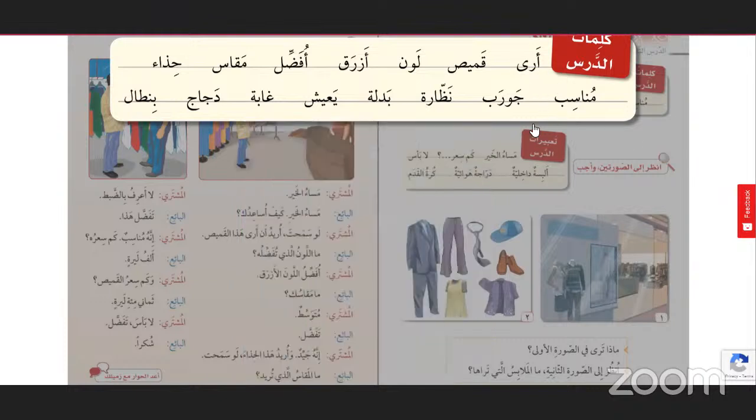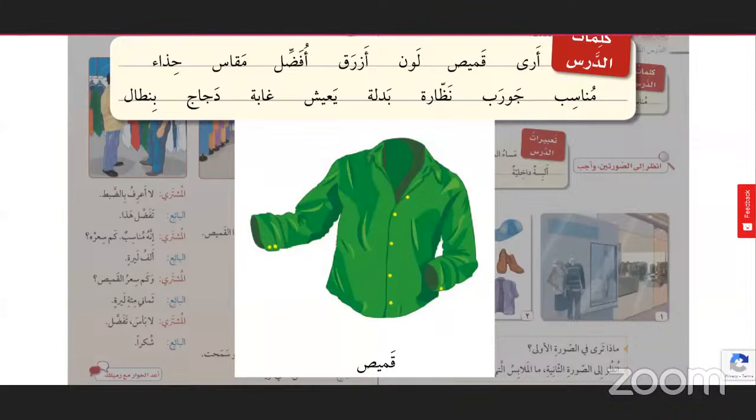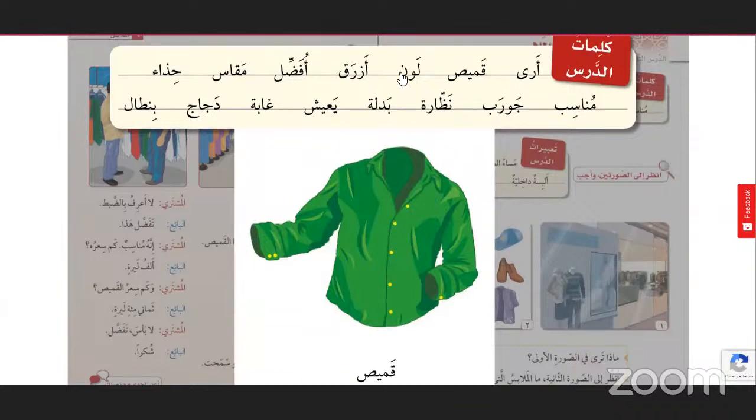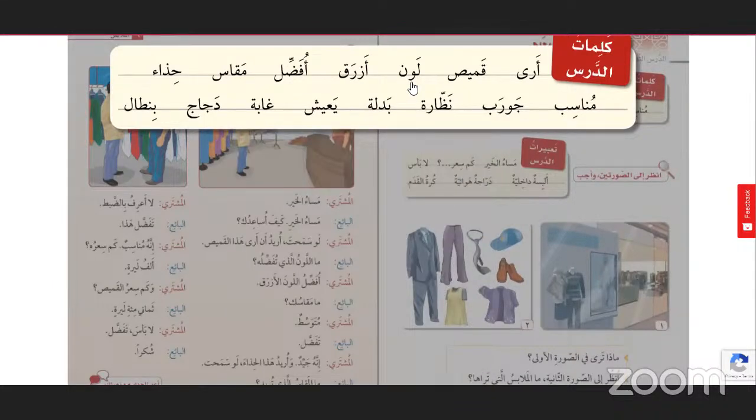Okay, now going through the words again. Ara, I see, or I am seeing. Many students missing today from yesterday's class and the other classes. Some students haven't been here the past two classes. Okay. Qamis, shirt. If somebody were to ask, sir, t-shirt or shirt? We have the picture. Laun, color.